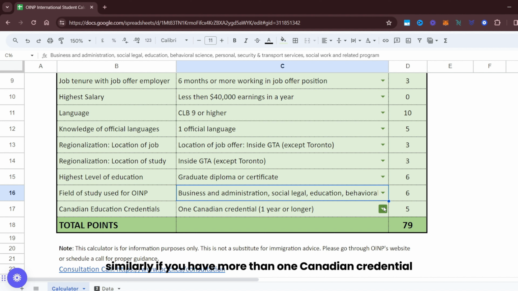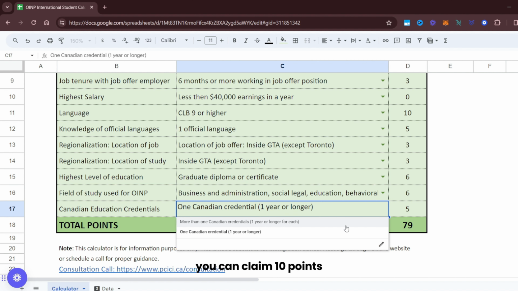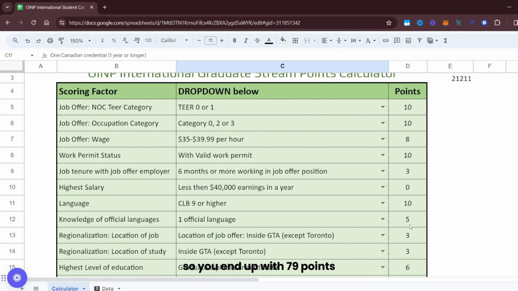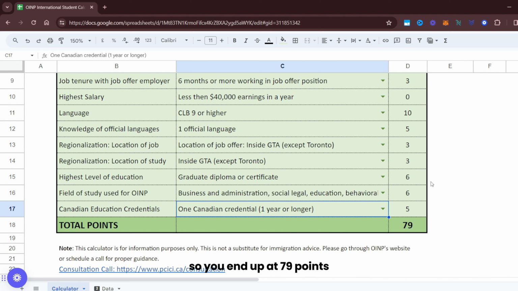Similarly, if you have more than 1 Canadian credential, you can claim 10 points. But let's say for now, you only have 1 credential. So you end up with 79 points, adding all of these factors.